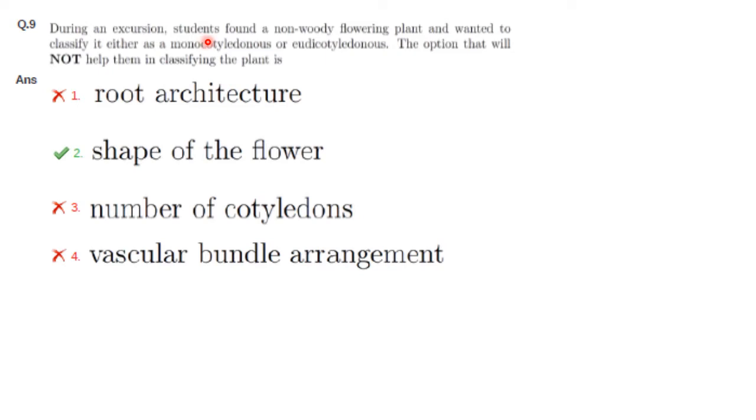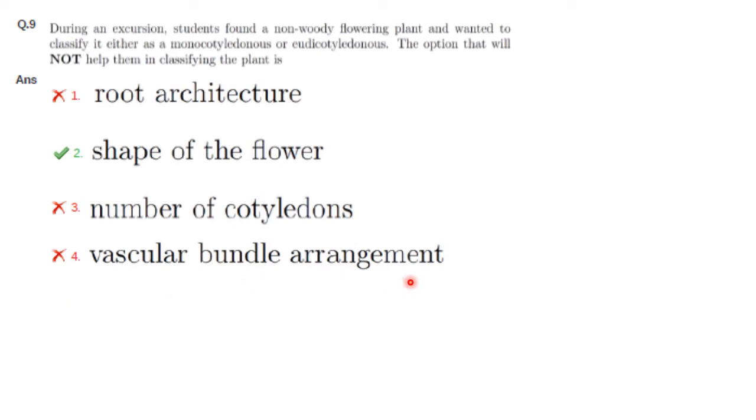Then, during an excursion, students found a non-woody flowering plant and wanted to classify it either as monocotyledons or dicotyledon. The option that will not help them in classifying the plant is, so root architecture: one is having taproot, one is having fibrous root. So monocotyledons and dicotyledons you can classify based on root structure. Then number of cotyledons, one is having single cotyledon, the other is having two cotyledons. So based on the number of cotyledons also, you can classify either as monocotyledon or dicotyledon.